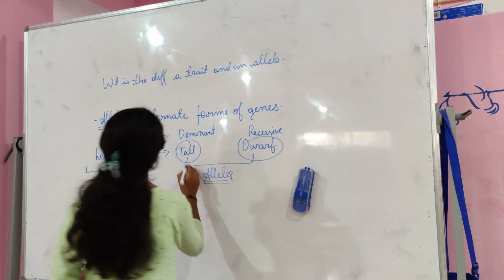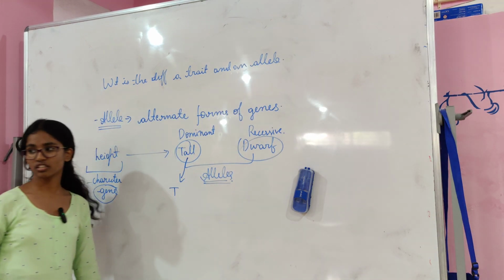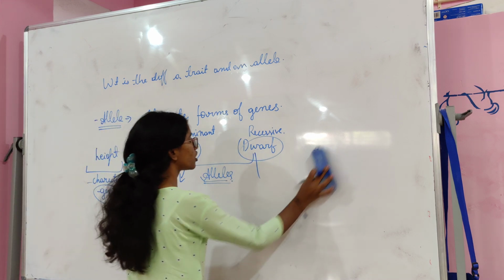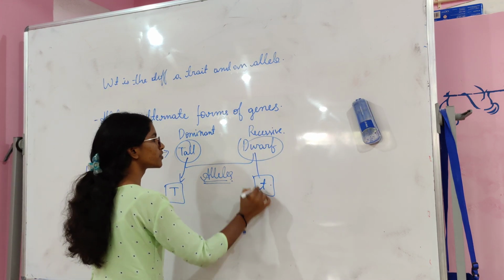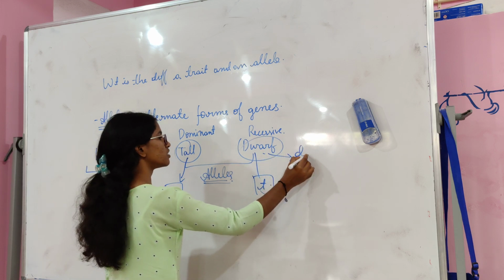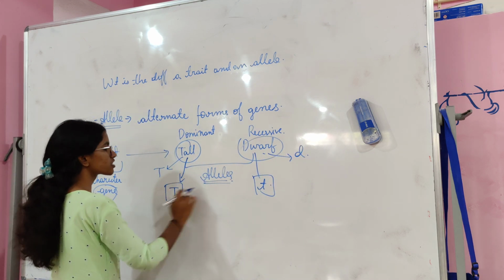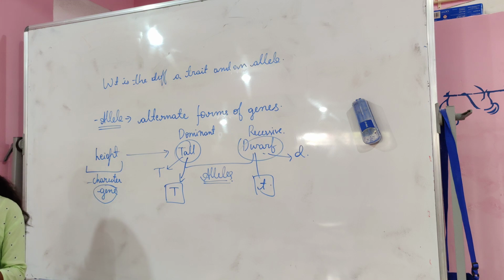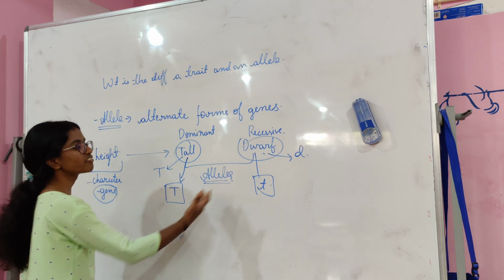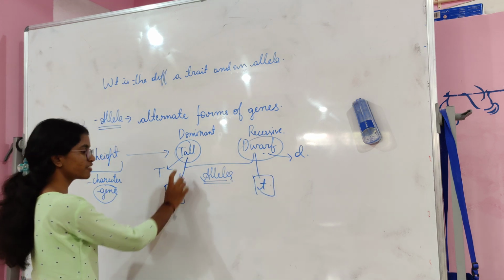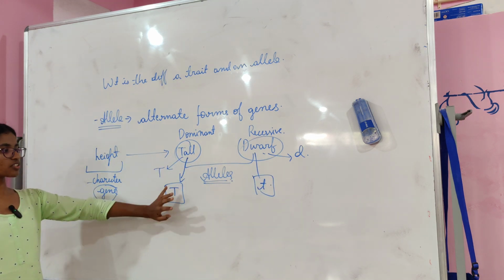And remember, we represent tall with capital T. Okay? And we represent dwarf with small t. And why don't we represent dwarf as D and tall as T? Why do we take same letters? Because it's character of height, so tall means big T and short means small t. That makes sense because it starts with T, so we take T.